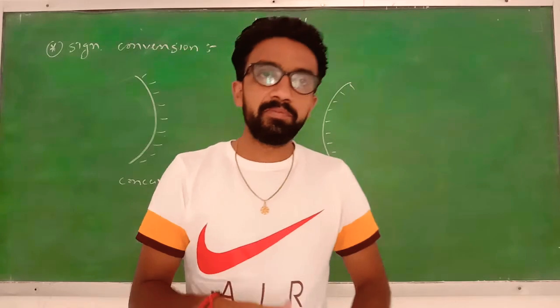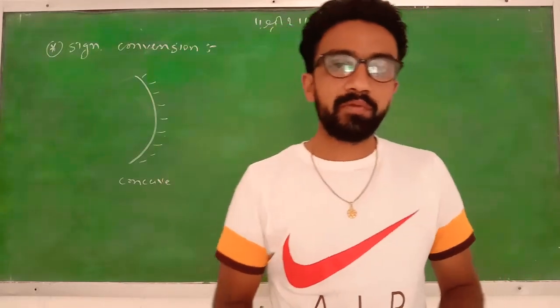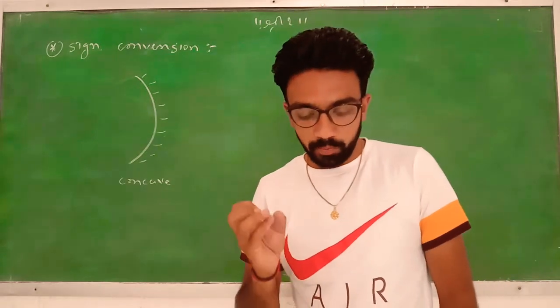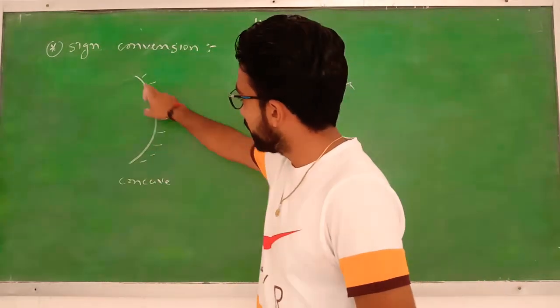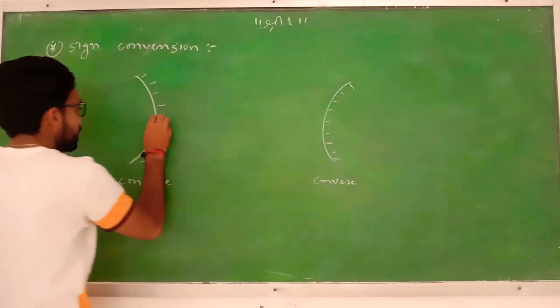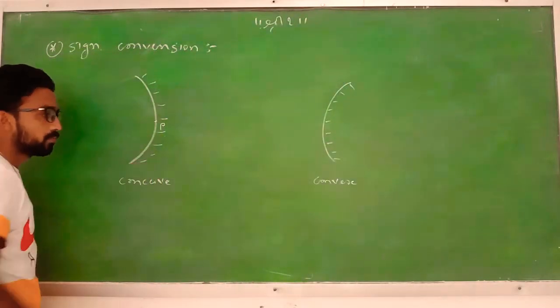Now we define some terms: pole and center of curvature. So the first question is, what is the pole? The pole is the center of the reflecting surface. This is the reflecting surface, whose center is known as the pole.